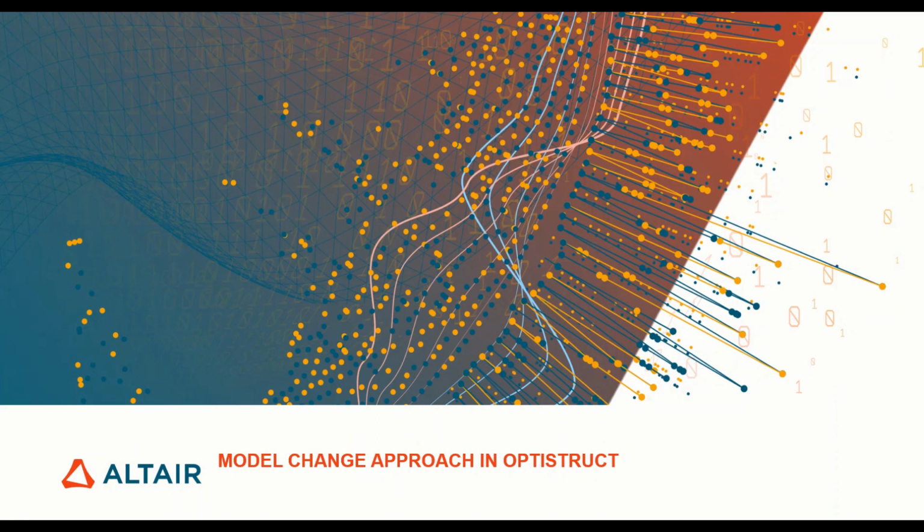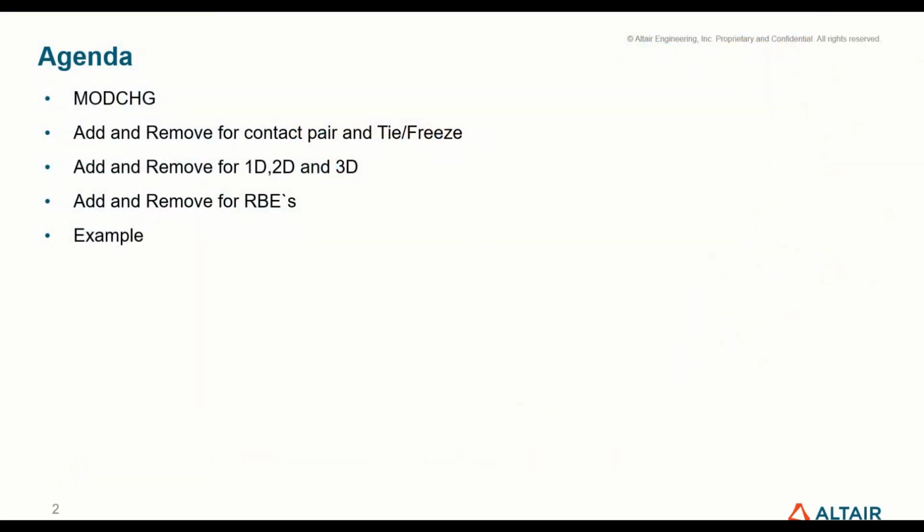Hello and welcome to the session on how to use the model change property approach in Altair OptiStruct. In this session we are going to see the model change property, add and remove for contact pair or tie freeze, then add and remove for 1D, 2D and 3D elements, and again add and remove for the rigid elements, and a hands-on example. So let us first see the model change property in OptiStruct.